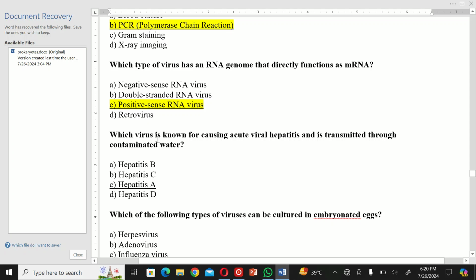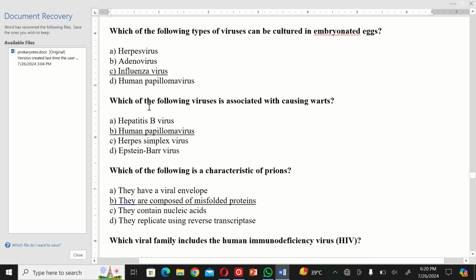The next MCQ is: which virus is known for causing acute viral hepatitis and is transmitted through contaminated water? A. Hepatitis B. B. Hepatitis C. C. Hepatitis A. D. Hepatitis D. So the correct answer is C. Hepatitis A.